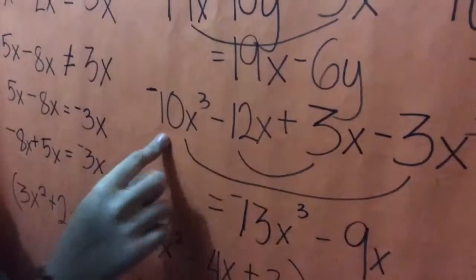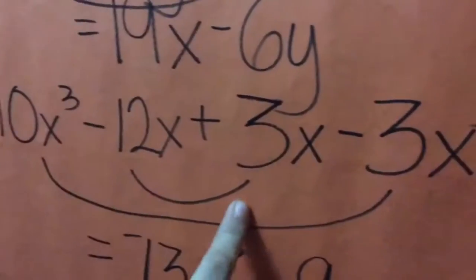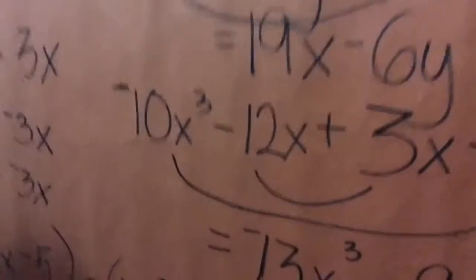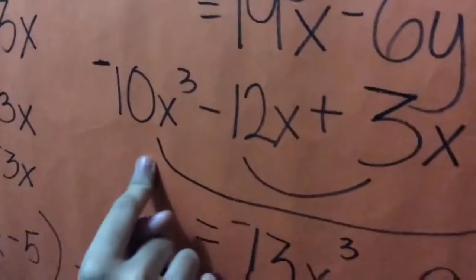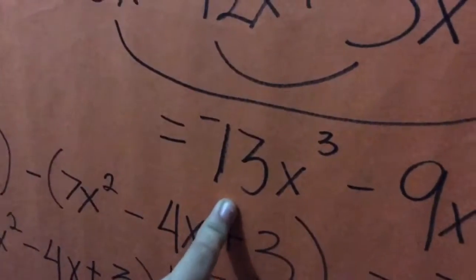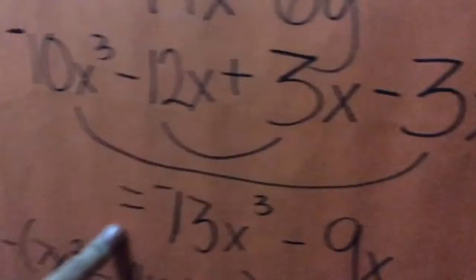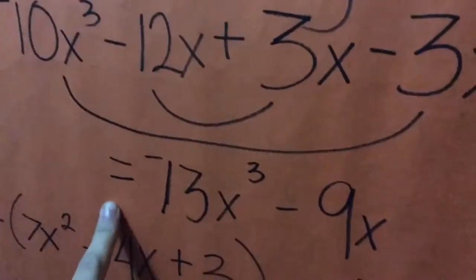The second example is negative 10x cubed minus 12x plus 3x minus 3x cubed. So the first thing to do is find the like terms. So 10x cubed and 3x cubed. Negative 10x cubed minus 3x cubed is equal to negative 13x cubed. Negative 12x plus 3x, the answer will be negative 9x. So the answer is negative 13x cubed minus 9x. Done. Lastly, let's try subtracting with parentheses.